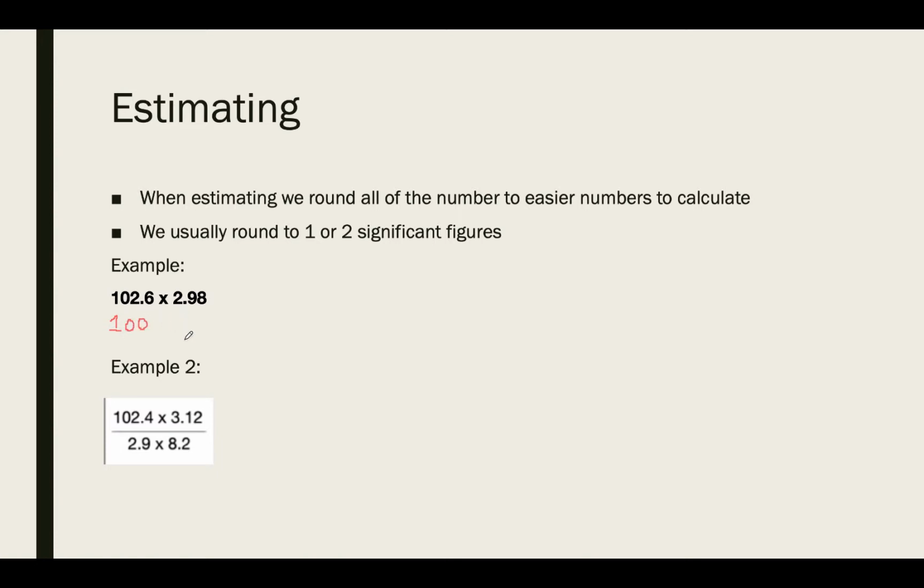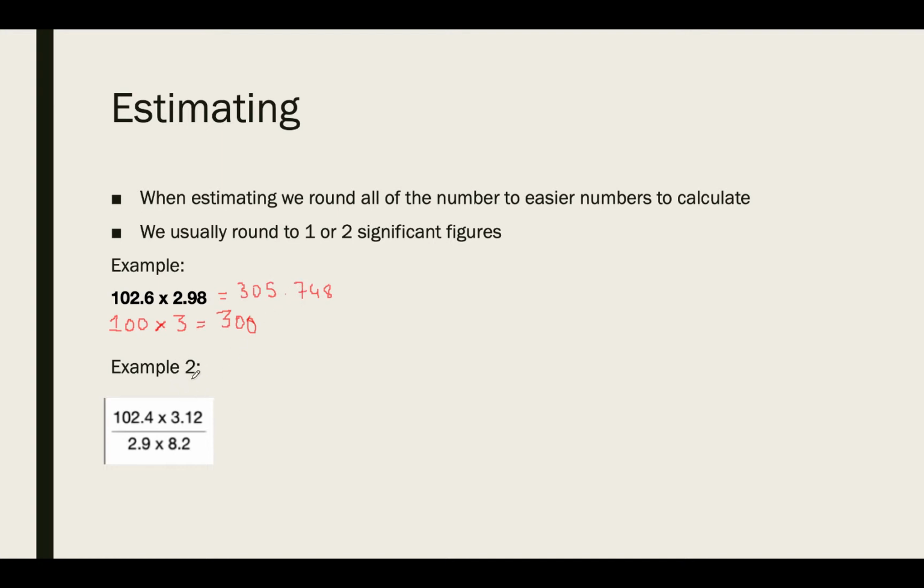Now if you're unsure on significant figures, we've got a video on significant figures and rounding to decimal places earlier in the numbers topic, so if you'd like to look at that, I'll put it in the link below. And then 2.98 to one significant figure is just 3, so now I've left 100 times 3, which is equal to 300. Now the actual answer for this calculation when not rounded is equal to 305.748, but mentally this is very difficult, so 300 is actually quite close to this answer.